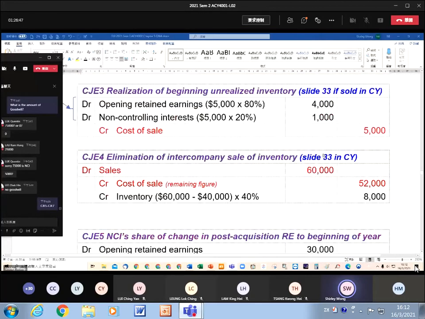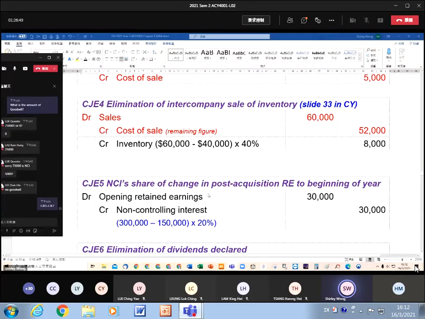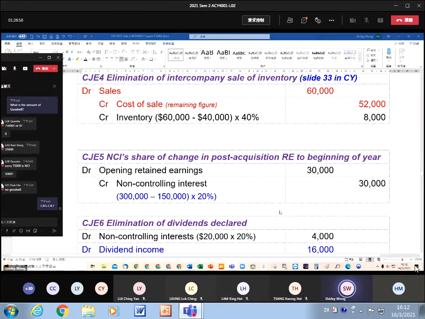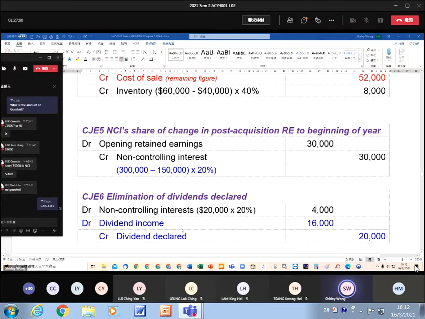So let's check CJE 5. It should be debit opening retained earnings for 30,000 and credit NCI for 30,000. Please check whether you calculated it correctly. Later on, for the elimination of the dividends, the dividend declared is 20,000. Out of this 20,000, 20% belongs to the NCI, and the dividend income of 16,000 belongs to the holding company. So you should know how to do CJE 5 and CJE 6, right? Please check whether it is correct or not.